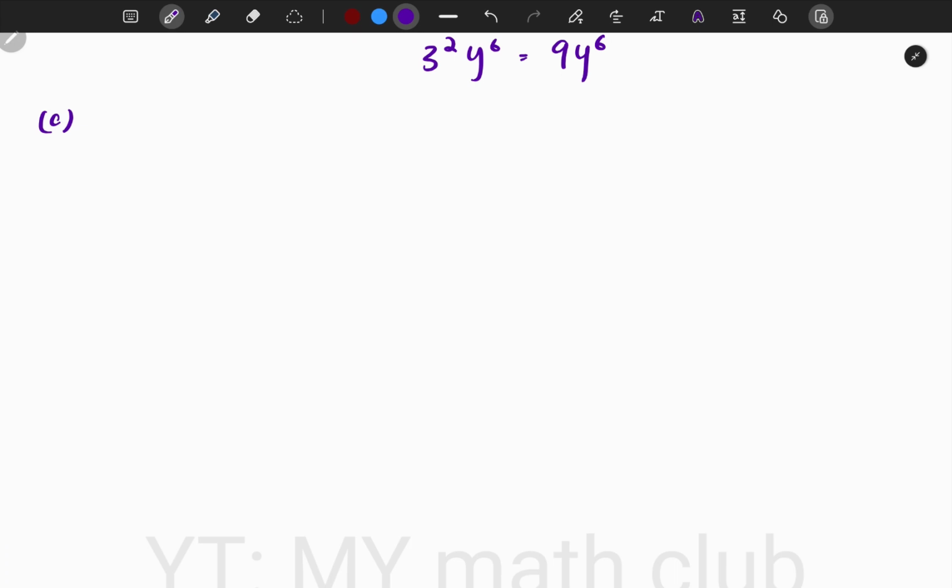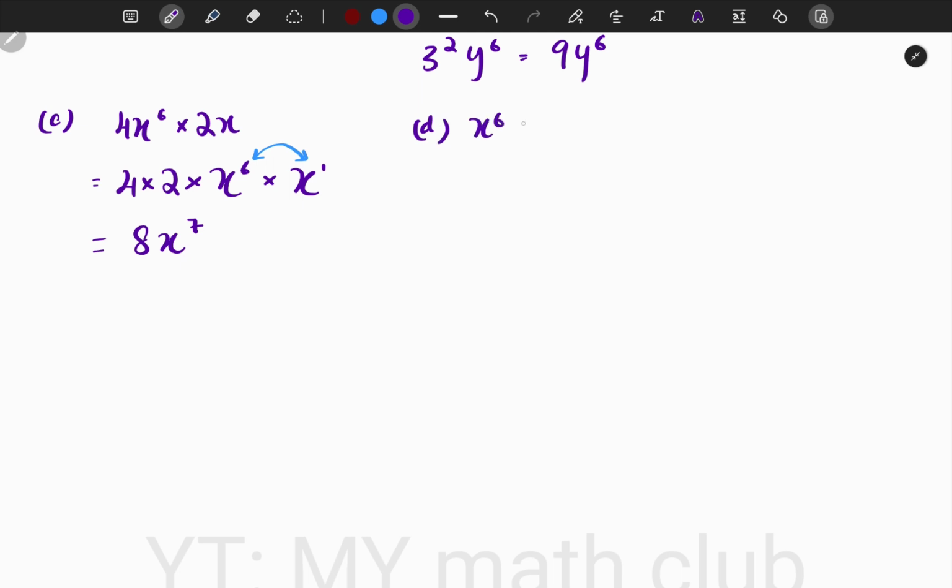Question C. 4x to the power of 6 multiplied by 2x. Again, we can break it down to have the coefficients multiplied by each other and the variable x multiplied by each other, and we add the powers together. So 4 times 2 is equal to 8, x to the power of 6 times x, which is x to the power of 7.